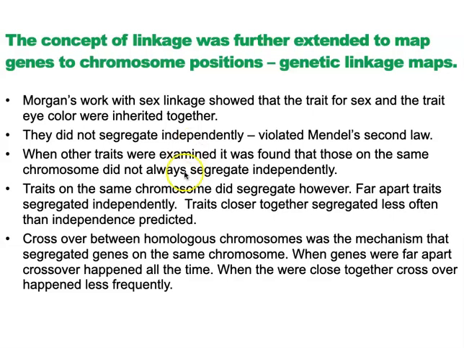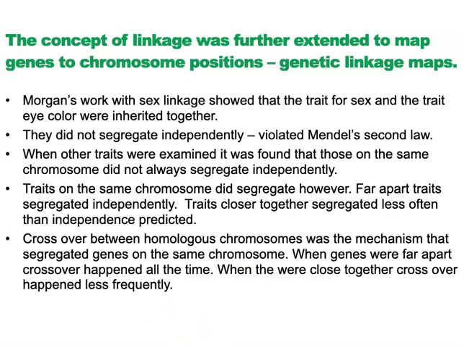More importantly, far apart traits could segregate independently, while those genes or those pieces of information that were close to one another did not always separate independently. So there's going to be some explanation now for why we can actually see what was going to ultimately end up being discovered in synapses and homologous recombination in the future. Those crossing overs between homologous chromosomes become the mechanism that segregated genes on the same chromosome will actually work together. Okay?